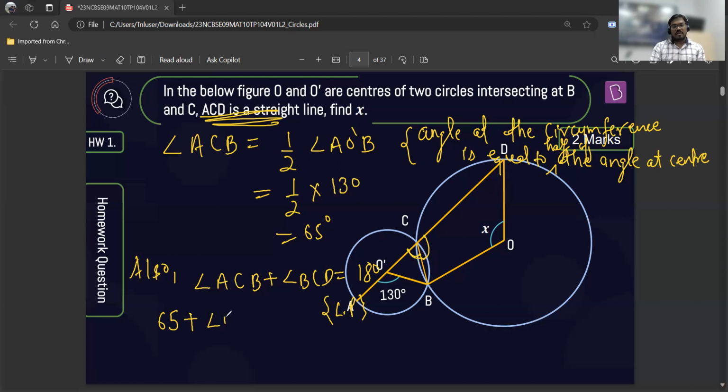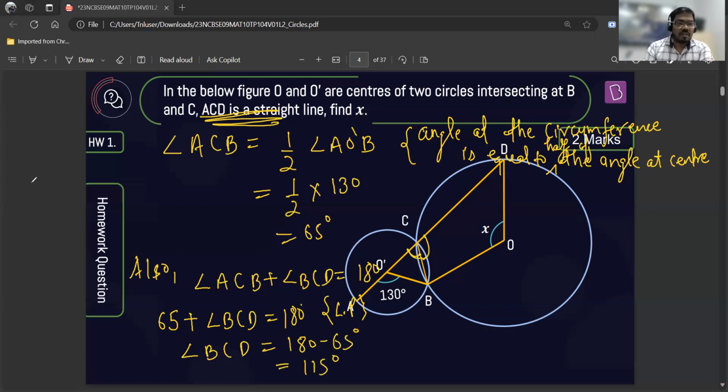BCD we have to find is equal to 180. So angle BCD is equal to 180 minus 65, which gives you 115. That means we got this angle, that is 115. So we have angle BCD is 115 in the circle with center O.